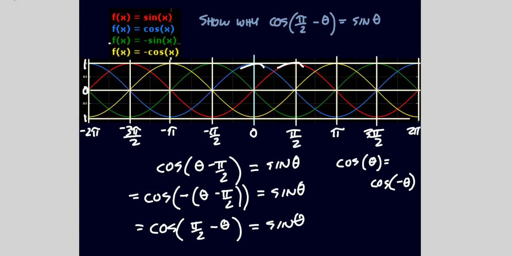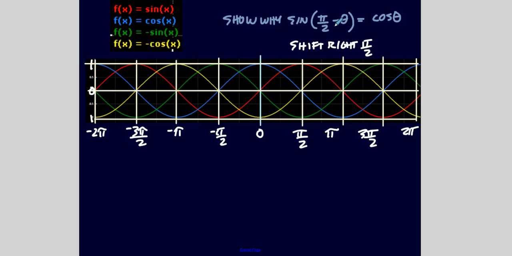Now show why sine of pi over 2 minus theta is equal to cosine theta. Well, here's sine theta. I'm shifting it, so we're going to start with sine of theta minus pi over 2. If I shift it right to here, notice that is equivalent to, here's cosine theta, negative cosine theta, because the yellow graph is the blue graph shifted pi over 2 to the right.